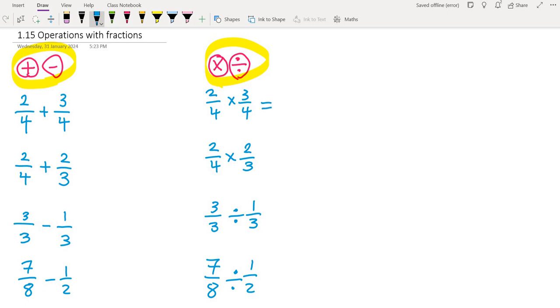We're starting with times and divide because times is our favorite, it's the easiest one. We don't need to worry about what's in the numerator or the denominator. All we need to do is times the top together and times the bottom together. So 2 times 3 is 6 and 4 times 4 is 16. That's as simple as that.